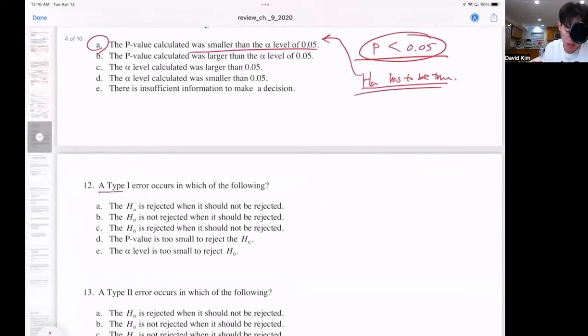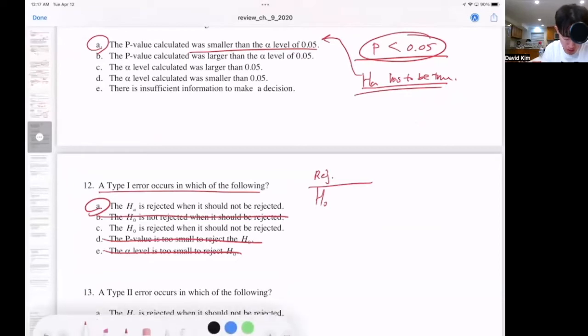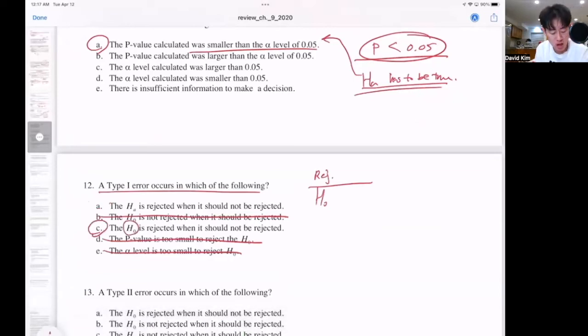Number 12, a type 1 error occurs. This is one of the easier ones. We are rejecting the null. However, we shouldn't have rejected it. So first, we want to say that H0 is rejected when it should not be rejected. So 12 is A. Oh, I keep on misreading this, guys. This is the null hypothesis, and C. They're so similar to each other. So number 12 should be C.